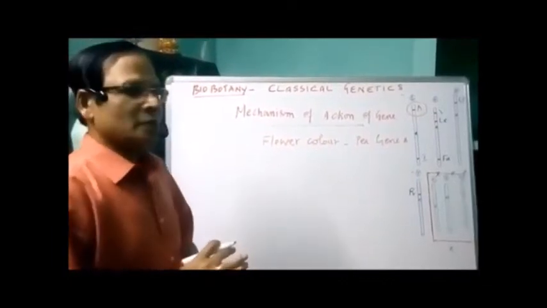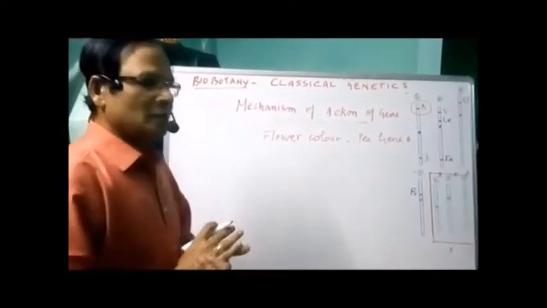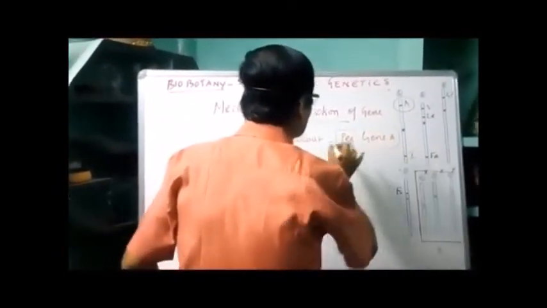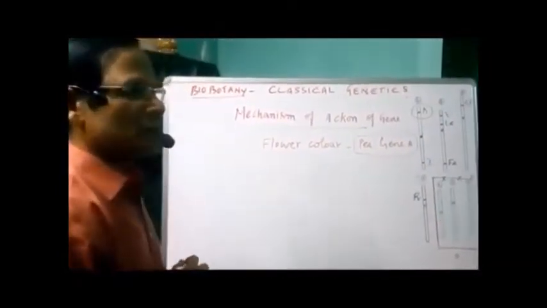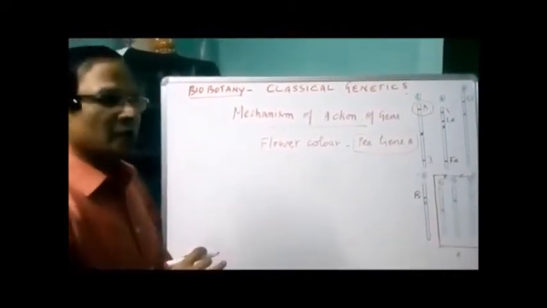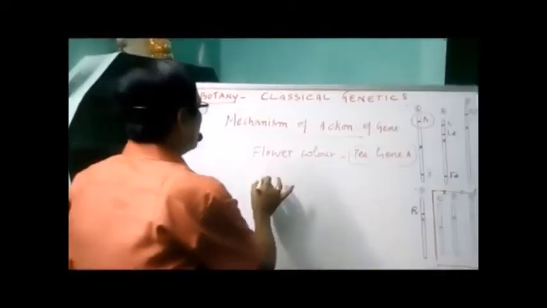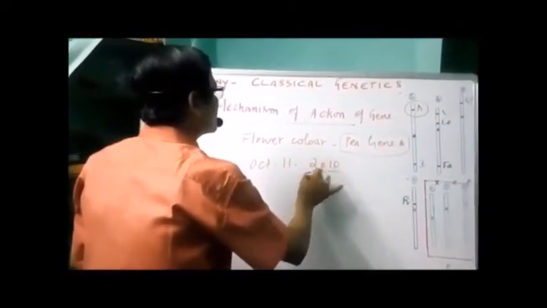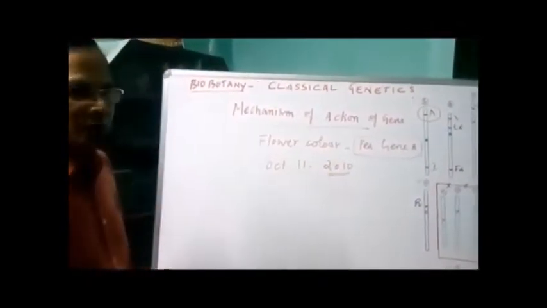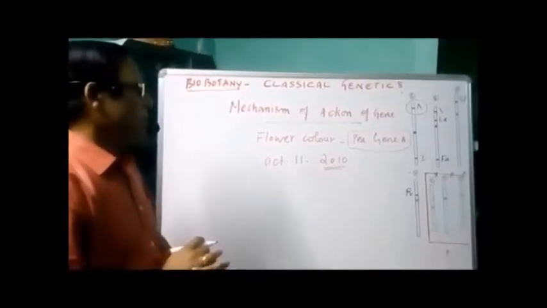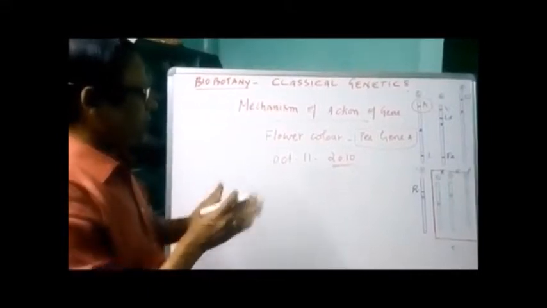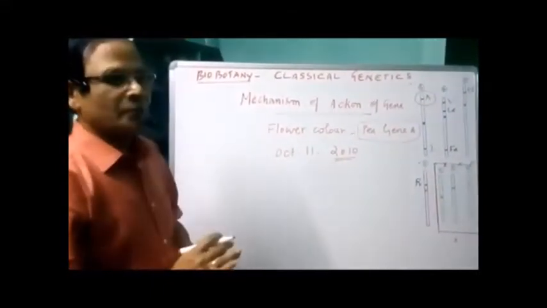Now, the gene for the color of the flower is called P gene A. This is the gene for color of the flower. It was discovered on October 11, 2010, by a team of international researchers studying the functional aspects of this P gene A, that is gene A present in pea plant.